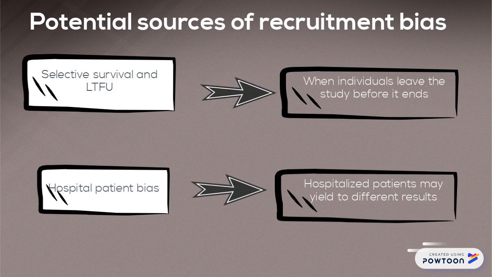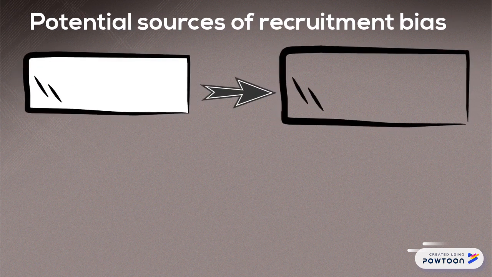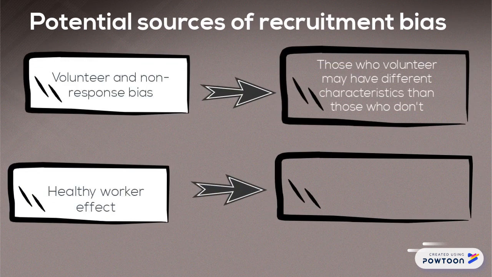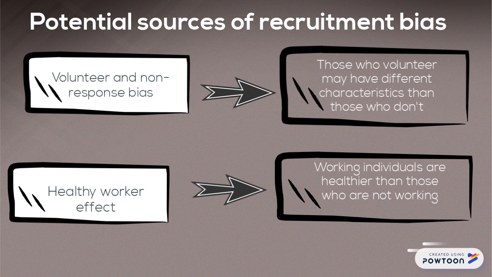There are different potential sources of recruitment bias. One of them is selective survival and loss to follow-up. That's when individuals leave the study before it ends. Another type is hospital patient bias. That's when hospital patients may yield different results. The third type of potential source of recruitment bias is volunteer and non-response bias. That happens when those who volunteer may have different characteristics than those who don't. And the last one is healthy worker effects. That happens when working individuals are healthier than those who are not working.